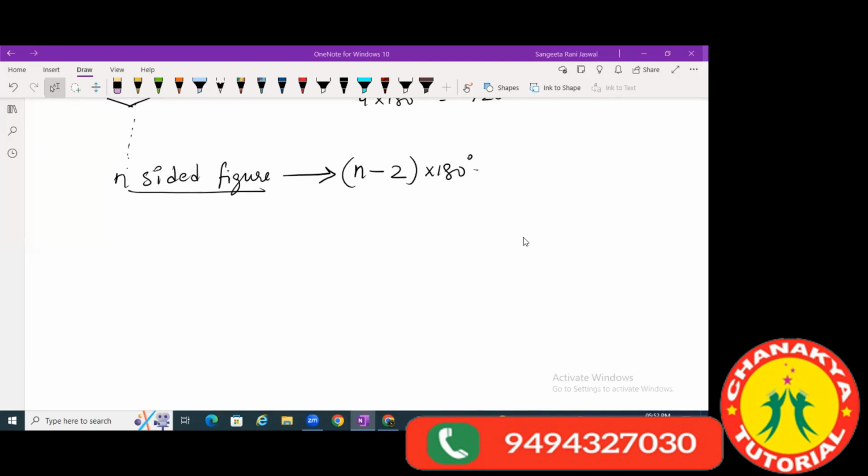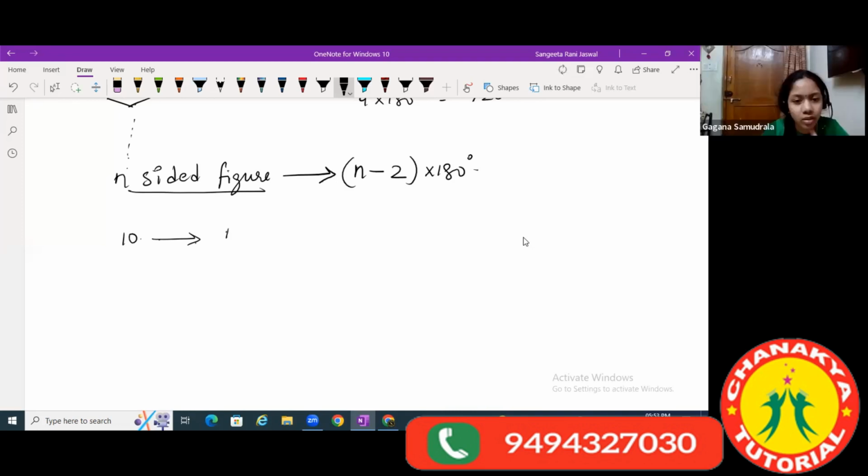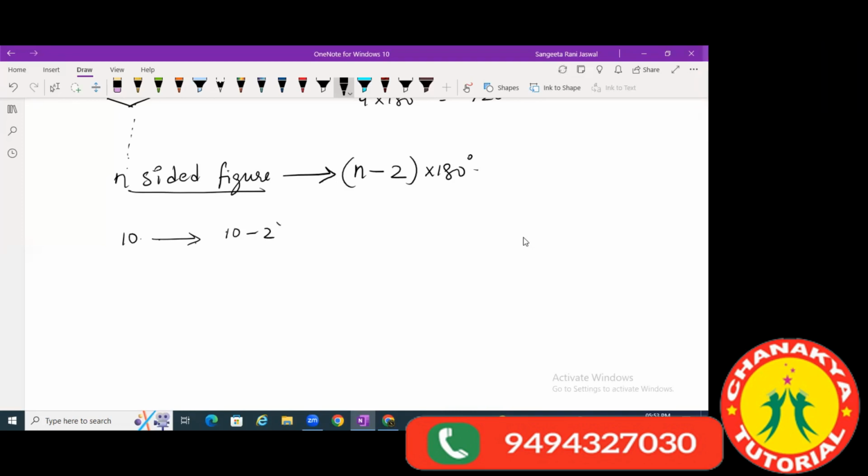What can you say about the angle sum of a convex polygon whose number of sides is 10? Now suppose the number of sides of any polygon is 10, then what will be the angle sum property of that convex polygon? N minus 10 into 180? No, ma'am. 10 minus 2. Okay. 10 minus 2 into 180.